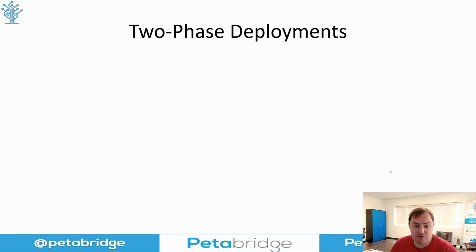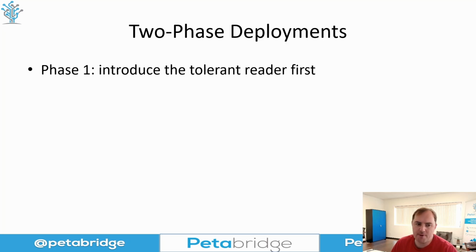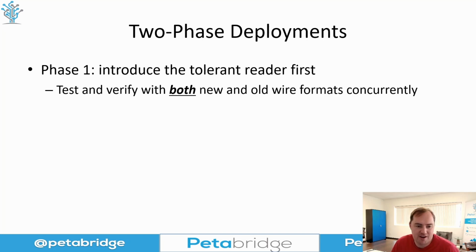The idea behind this is pretty straightforward. We're going to do two different deployments to try to address two different parts of the problem. This will allow us to not have downtime for either deployment. The first phase is we introduce the tolerant reader first. We do that before we introduce the code that produces the new events or the new properties or the new fields or whatever the case may be.